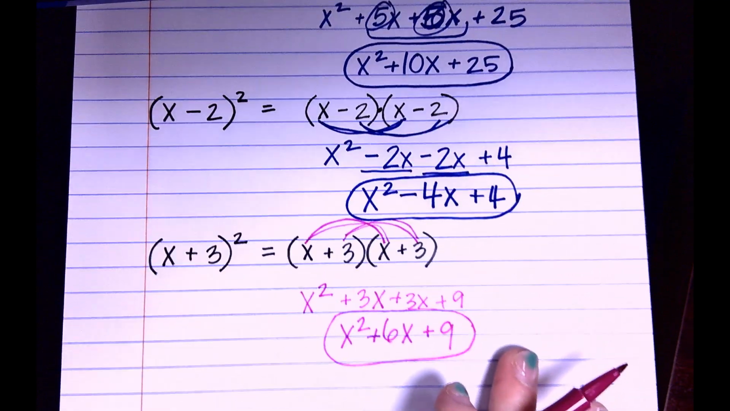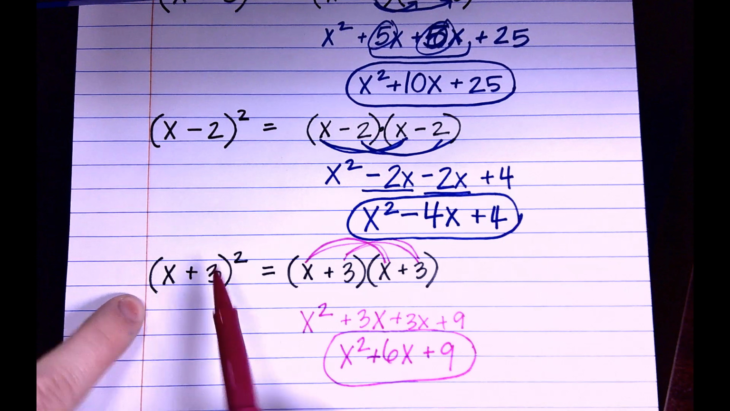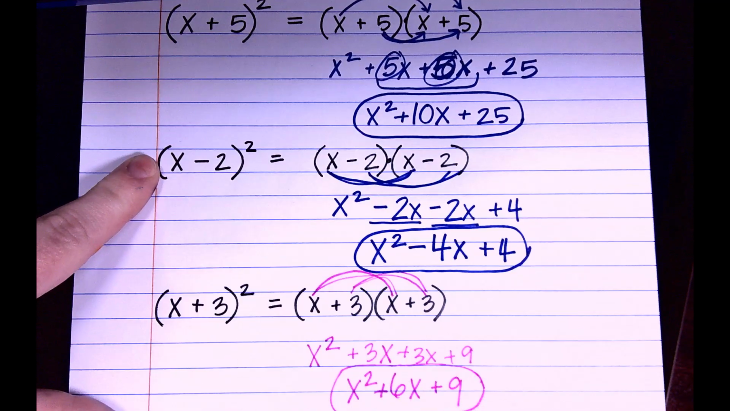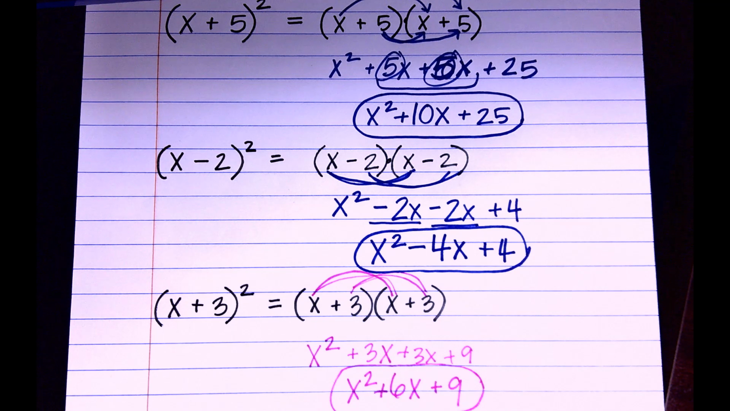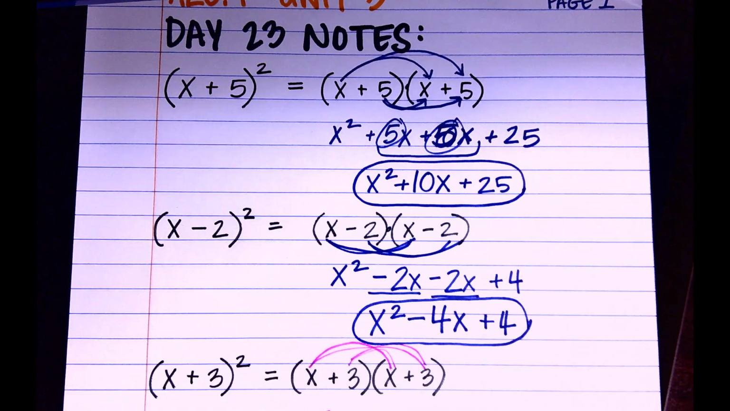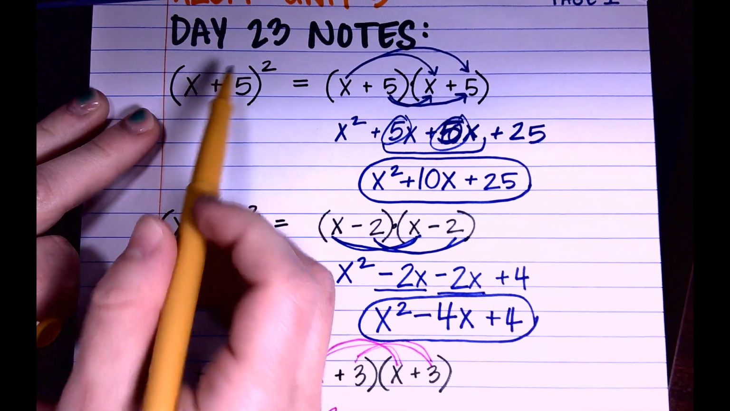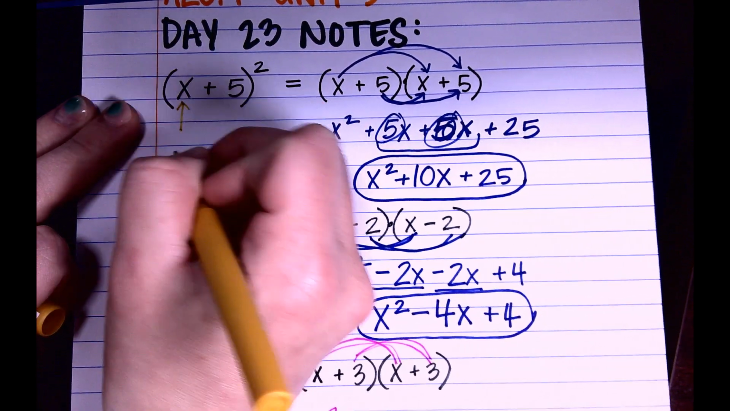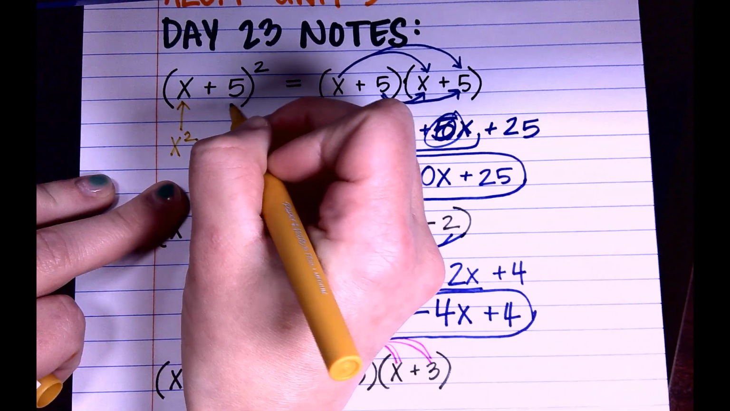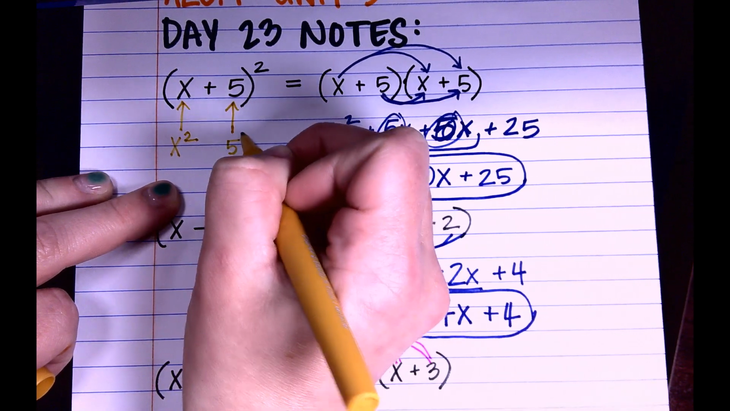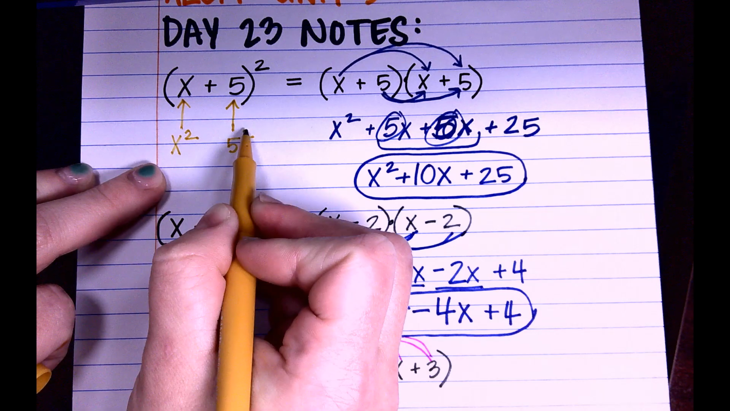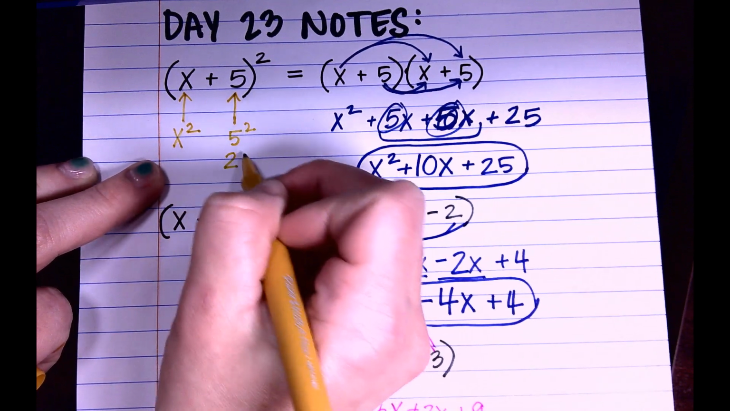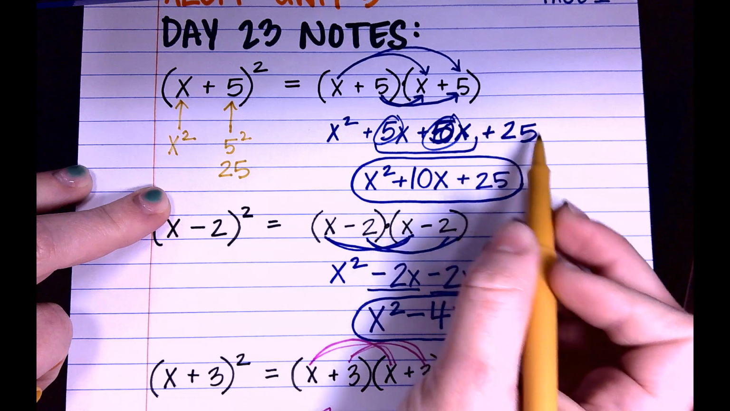Anytime we have a binomial, like all of these are all binomials, if we square the binomial, there's a trick to not having to do the method. She figured it out. Here's the trick. For example, x plus 5 squared. Well, I know I'm going to always have x squared, and I'm also going to have 5 squared, because 5 times 5 is 25. That gives me my last term.